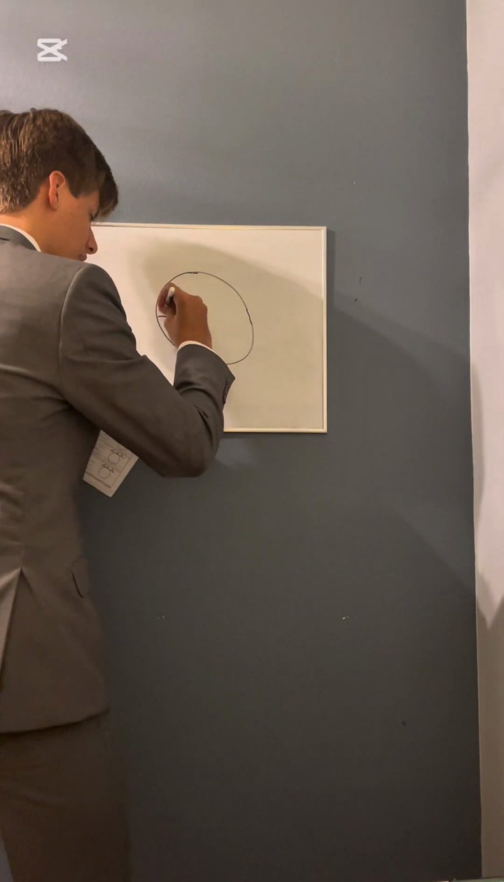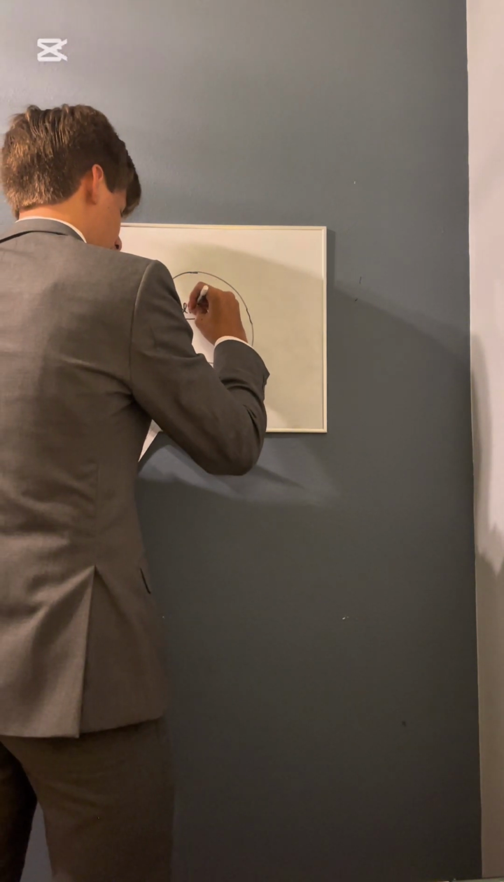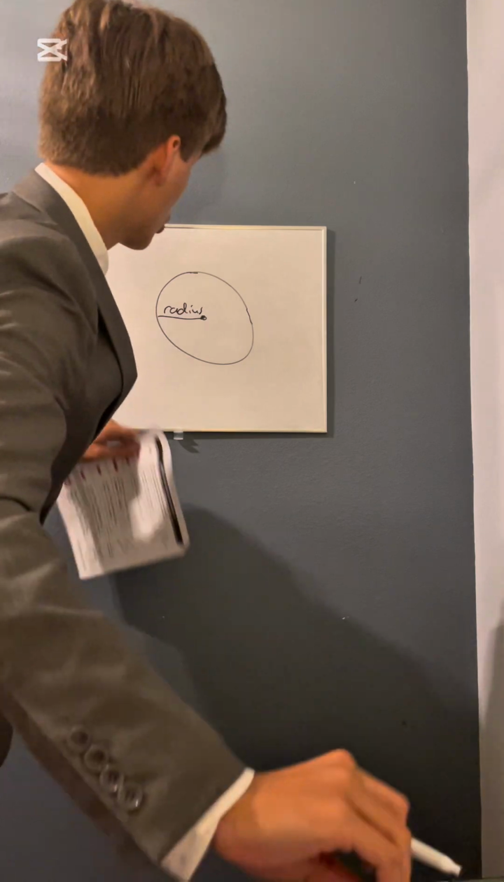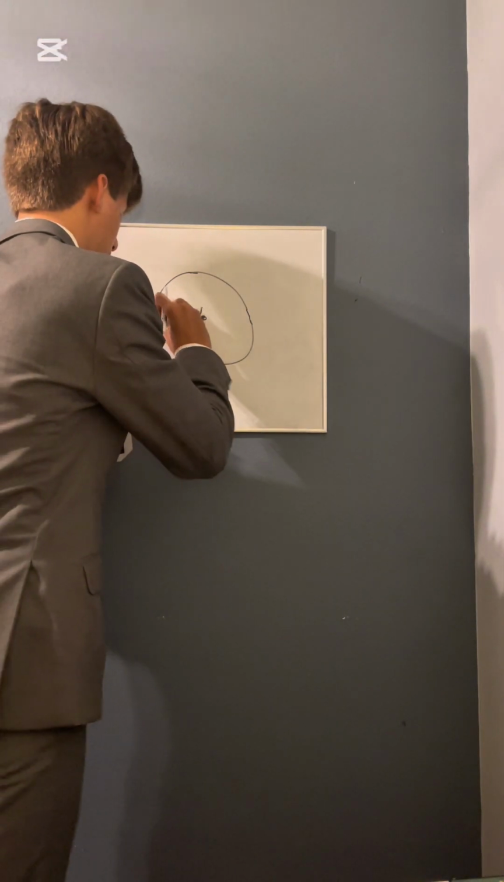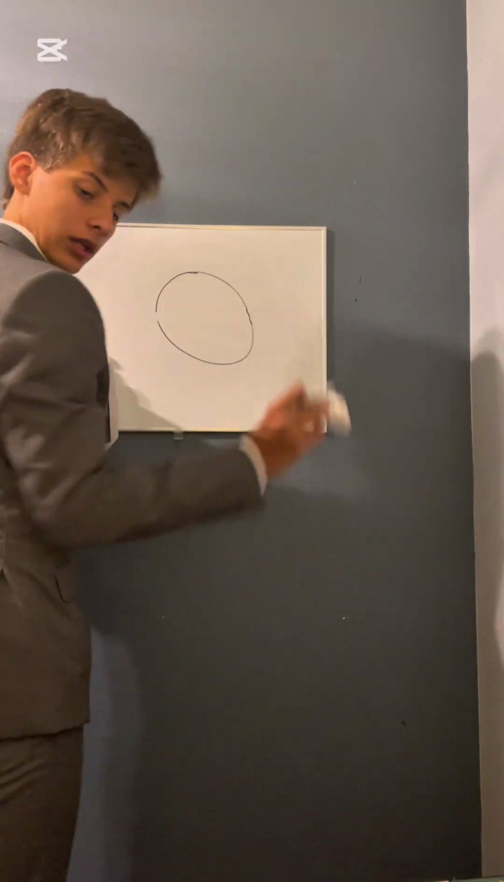This is called a radius. Half of the diameter. Cool? Let's move on. Pretty simple so far.